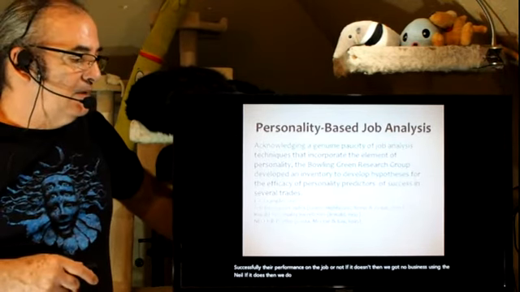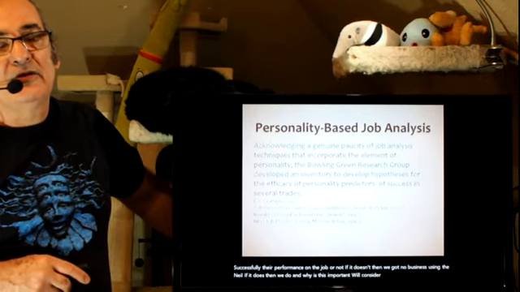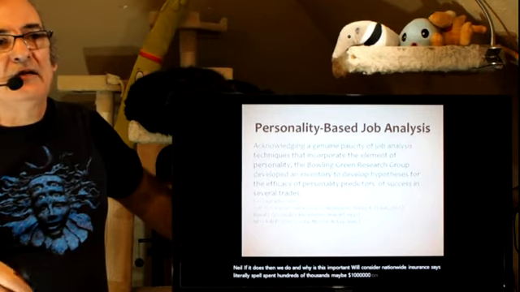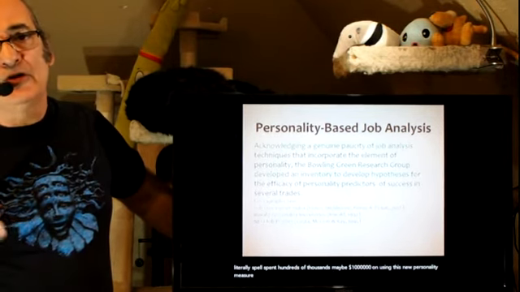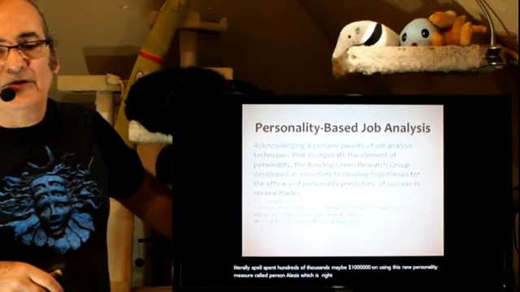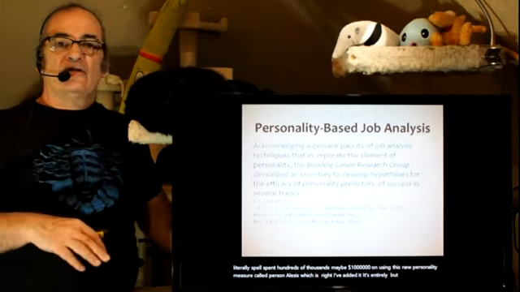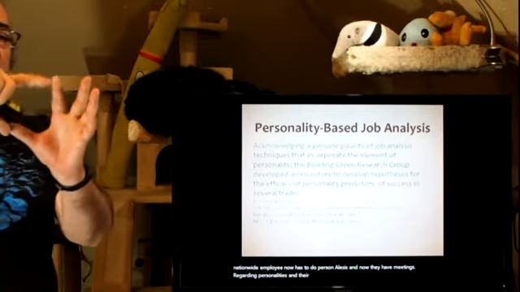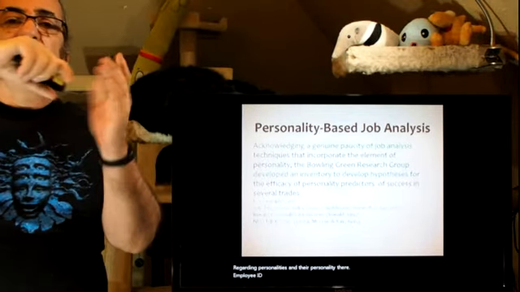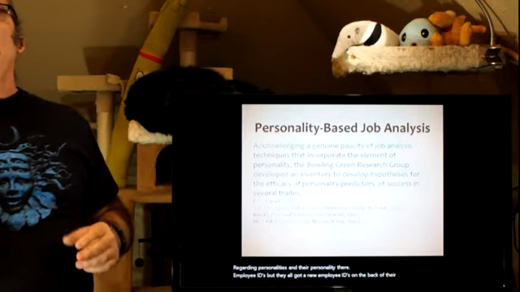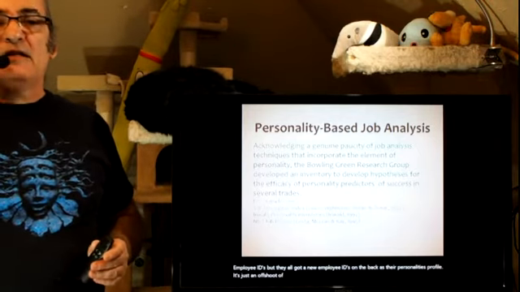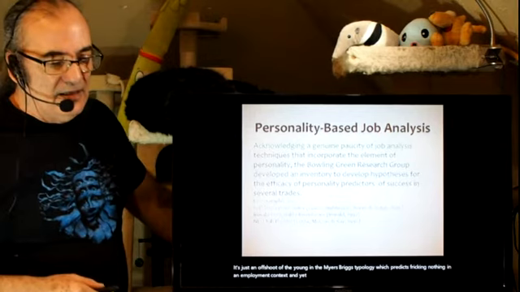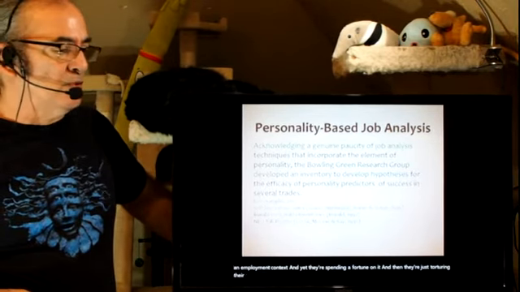And why is this important? Well, consider Nationwide Insurance has literally spent hundreds of thousands, maybe $1 million on using this new personality measure called Personalysis, which is nonsense. I've vetted it. It's entirely nonsense. But every Nationwide employee now has to do Personalysis, and now they have meetings regarding Personalysis and their personality. They all got new employee IDs, and on the back is their Personalysis profile. It's just an offshoot of the Jungian Myers-Briggs typology, which predicts nothing in an employment context. And yet they're spending a fortune on it, and torturing their employees with it.